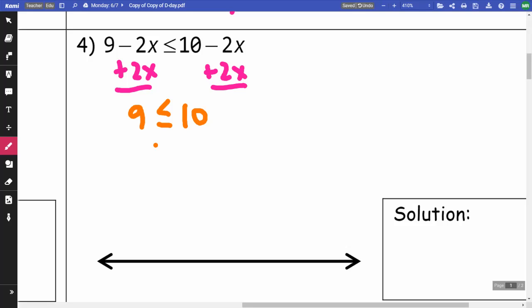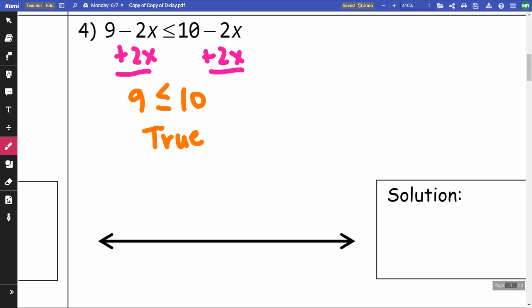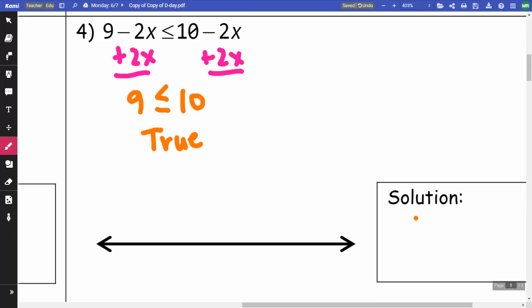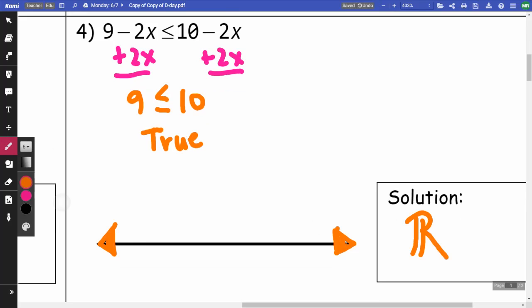It is true. It needs to make either the less than true or the equal true. And 9 is smaller than 10, so it makes the 9 is less than 10 part true. Okay, so this is true. So what does that mean? It means that everything's a solution, all real numbers. And in terms of your number line, you're going to graph everything. Everything is going to be shaded.